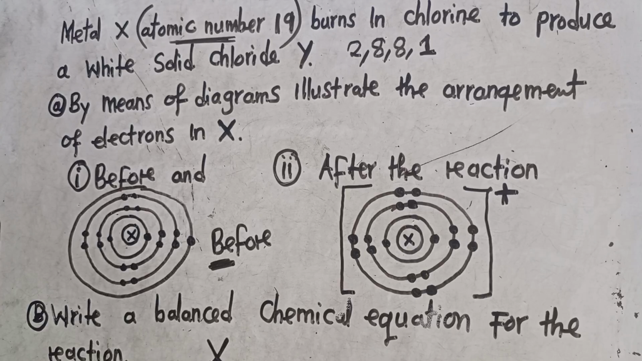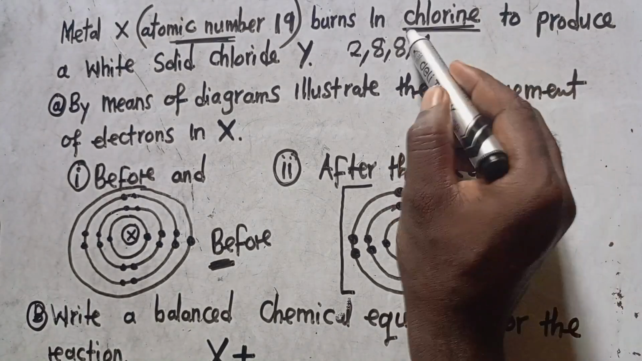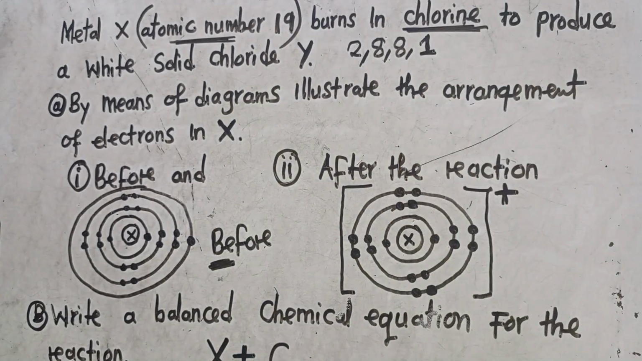I know that if it is having 1 electron in its outermost shell, in other words, the number of electrons in the outermost shell of every neutral atom determines the group it belongs to. So this one is in group 1. It is reacting with a chlorine atom. Chlorine, you know that those ones are group 7 atoms.